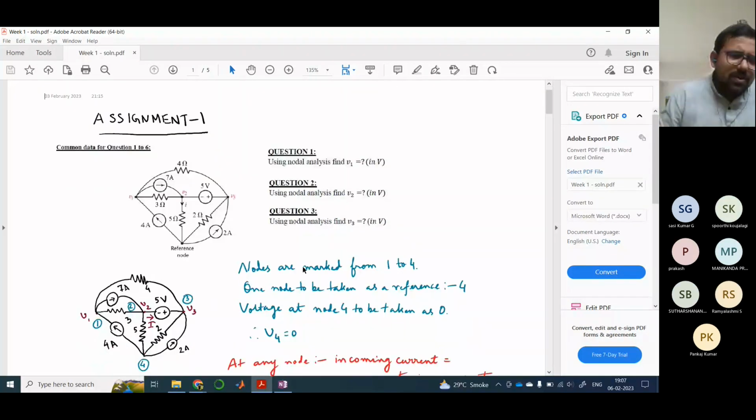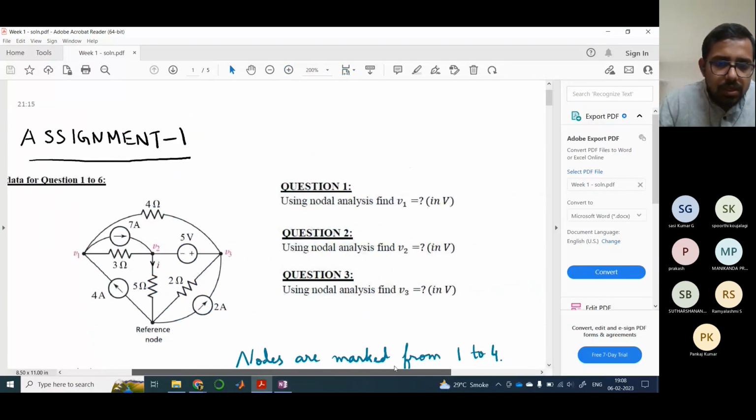Okay. So this first assignment is based on nodal analysis and mesh analysis, which is the basic building block for solving any circuit theory problems. Now let us solve the questions. So this question is basically a common data question for question number 1 to 6. So this is the circuit. I'll just maximize the screen a bit, zoom in so that you are able to see it. Okay. So this is the circuit that we are given here.